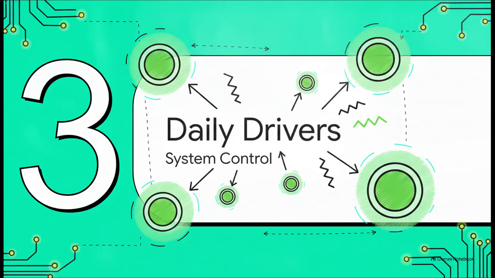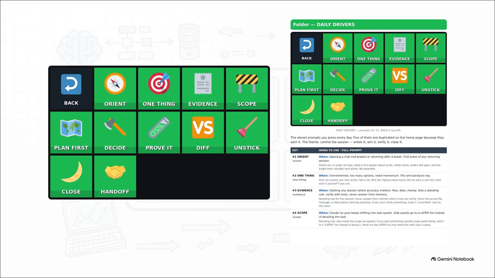Section 3, daily drivers and control. When you double-click into those green buttons, you quickly realize these 11 prompts are basically an anti-chaos engine. You aren't asking Claude to write you a poem here. These are hard system commands. A single press can instantly orient a session if you're returning from a break. You can hit scope to lock the AI from wandering off into side quests. Or you just press handoff to cleanly document where you left off, so a totally fresh session tomorrow can pick right back up without missing a beat.